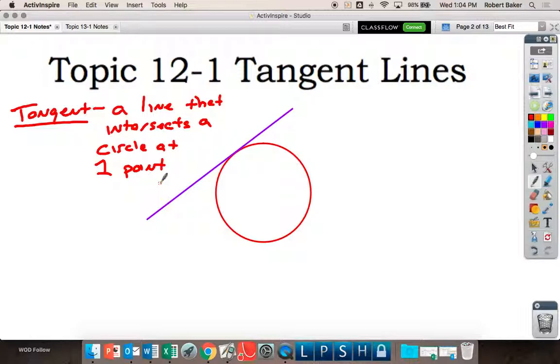What do you call that one point? What is the one point called? So I'm going to call it over here P, because that's the point where that line touches the circle. That point is called a point of tangency.